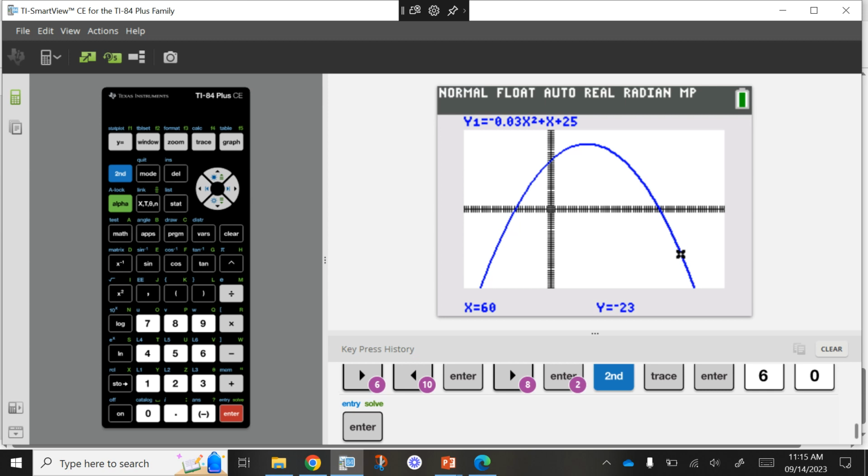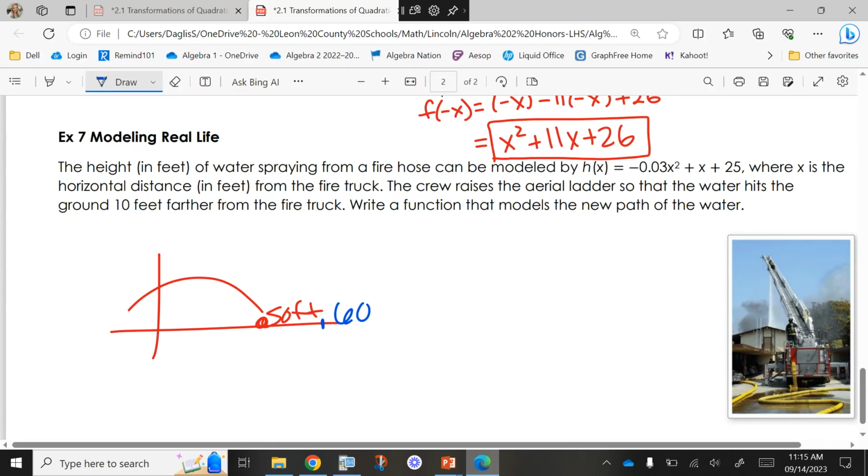Where is y right now? Negative 23. So how far are they going to have to raise the ladder? 23 feet. We're going to need to raise the ladder 23 feet. Okay, so right now this is at negative 23. So we need to go up 23. So with my function, we just have to do what? Just add 23 to the end.